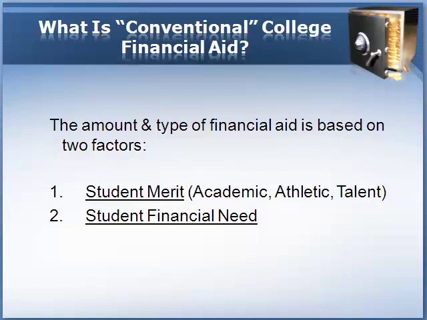What is conventional college financial aid? By conventional, what I mean is what is generally done or believed by college-bound families. The amount and type of financial aid is based upon two factors. Student merit, which is the academic, athletic, talent, and student positioning qualities of the student relative to the freshman profile of the college. The second, student financial need. This is based upon the financial need of the family.